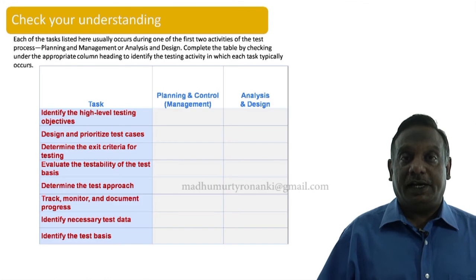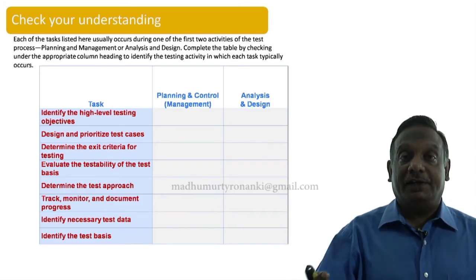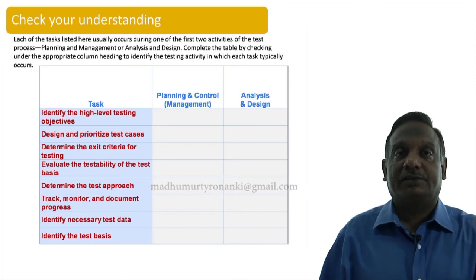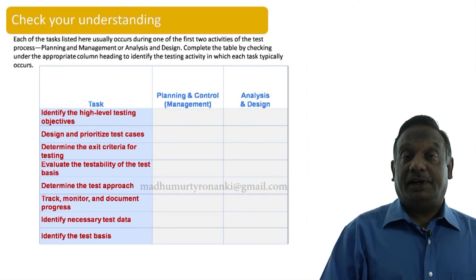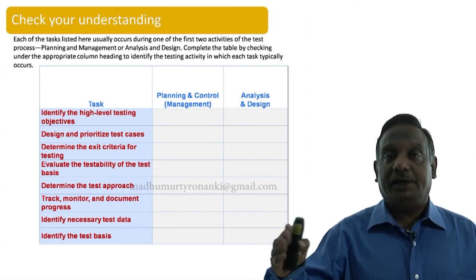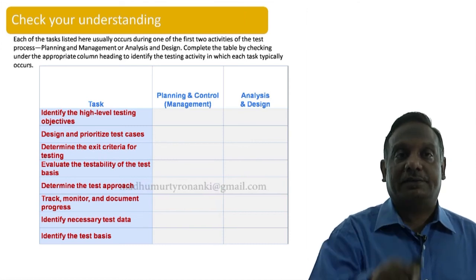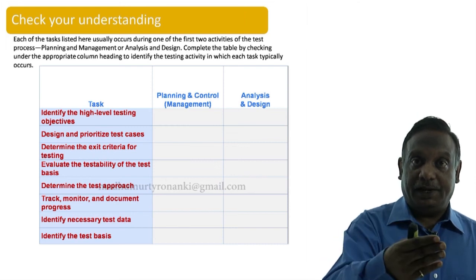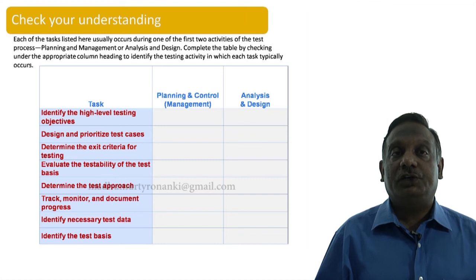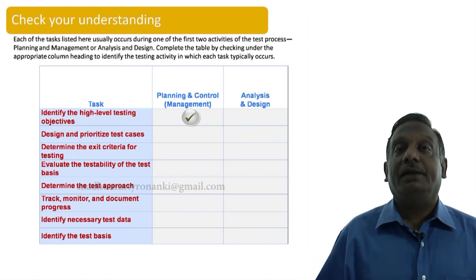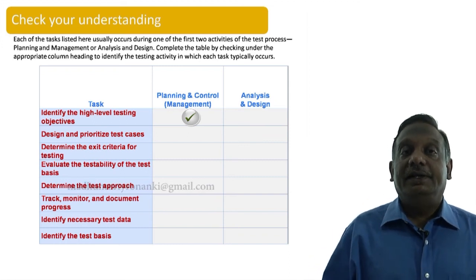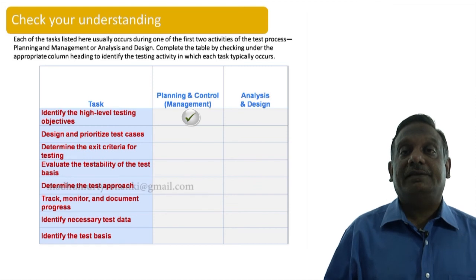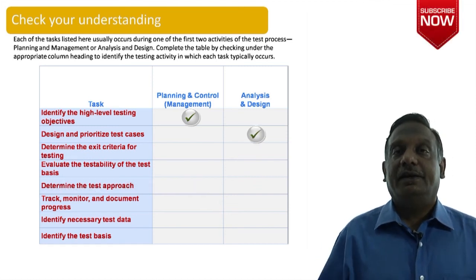So let us check your understanding further between the tasks or activities related to planning and control and also analysis and design. On the left side column, I have a set of tasks. What you have to tell me is whether this task is related to planning and control or to analysis and design. The first task, identifying the high-level testing objectives. Which activity does this task belong to, planning and control or analysis and design? Yes, you are right, it is related to planning and control. The second task, design and prioritize test cases. Is this task related to planning and control or analysis and design? Yes, you are right, it is analysis and design.